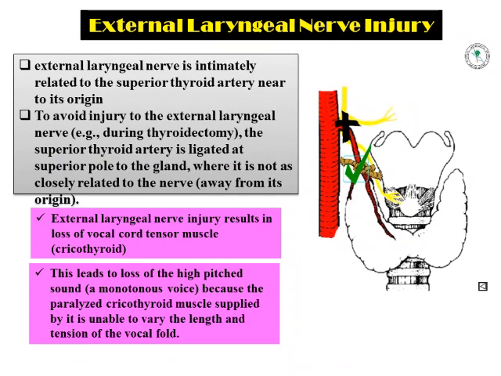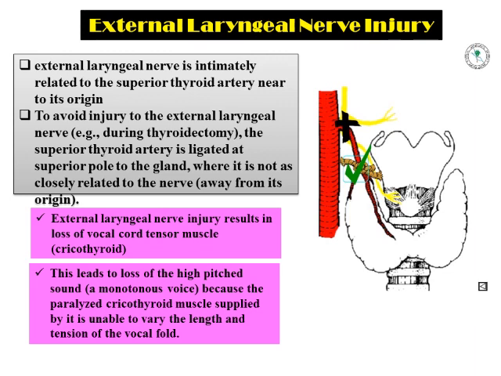What about lesion of the external laryngeal nerve? This external laryngeal nerve is related to the superior thyroid artery near to its origin. To avoid injury of this nerve during thyroidectomy, it is safe to ligate the superior thyroid artery at the superior pole of the gland, where it isn't as closely related to the nerve, away from its origin.